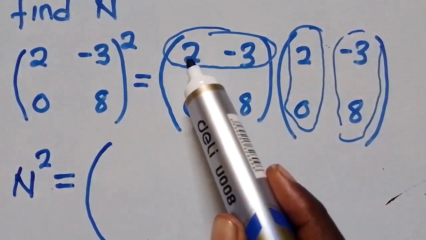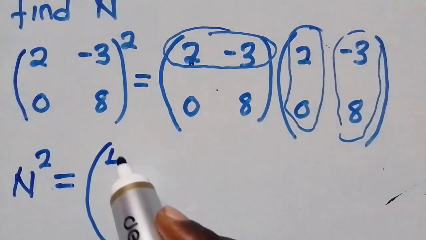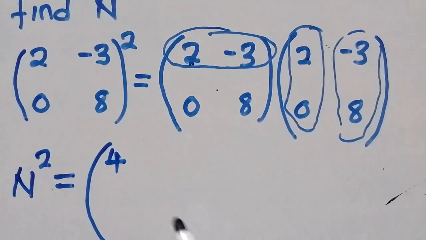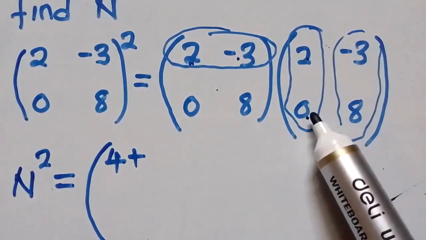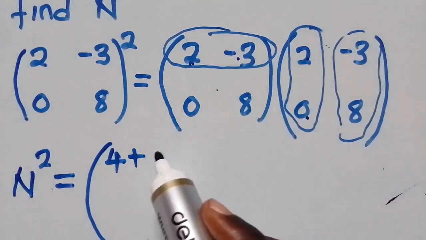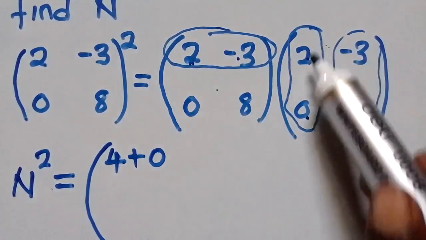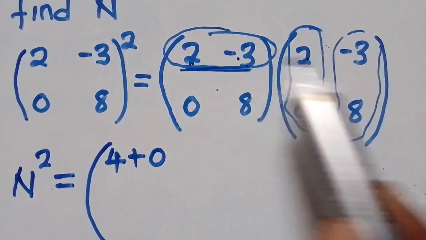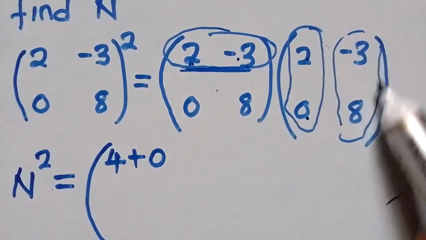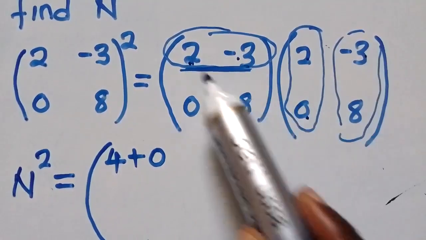So you say 2 times 2, it is 4. Then you say plus negative 3 times 0, it is 0. So you say plus 0. We are done here. So this same row, I multiply to the other column. The first one with the first one, second with the second.